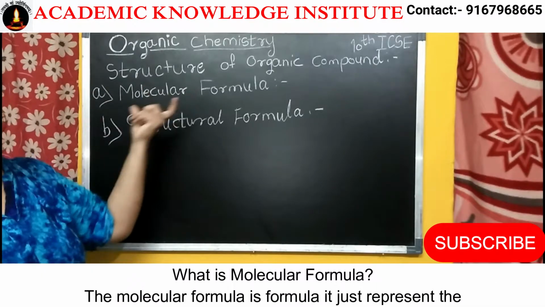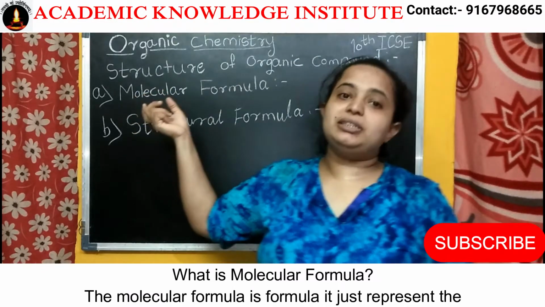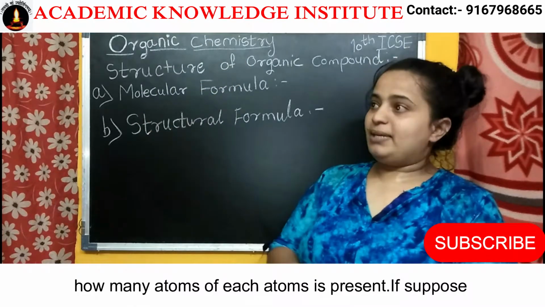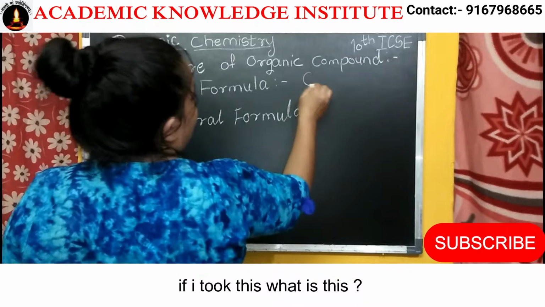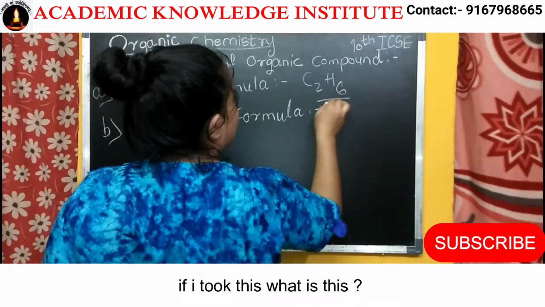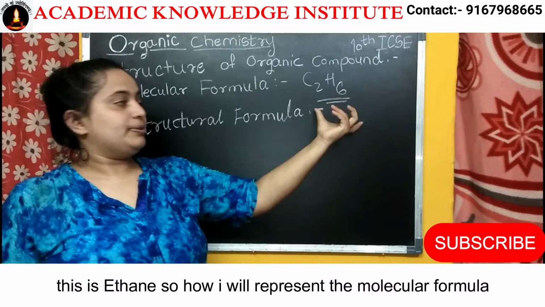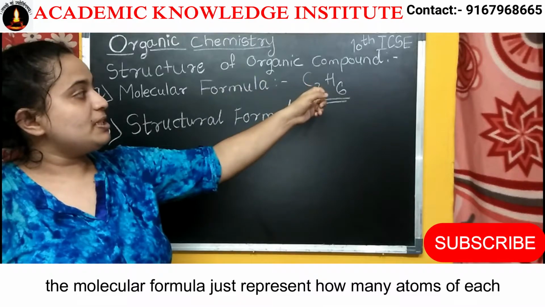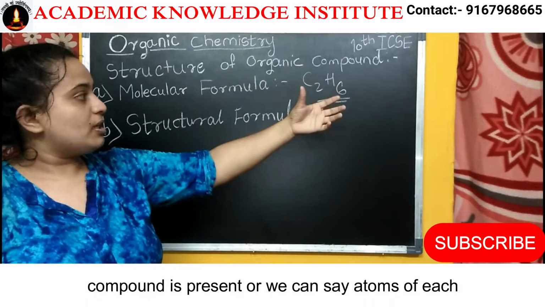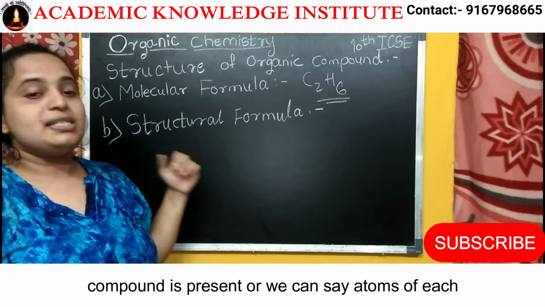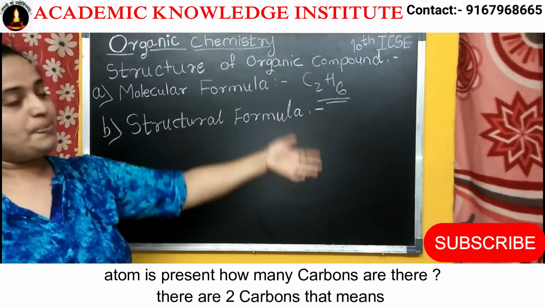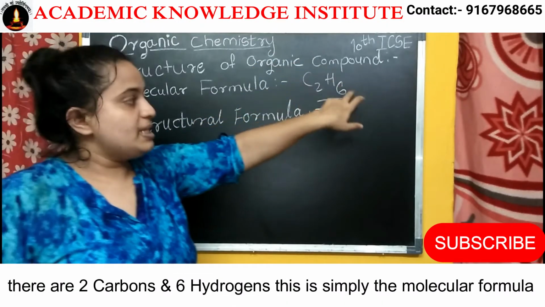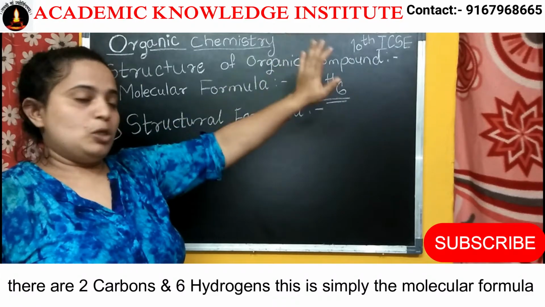What is molecular formula? The molecular formula just represents how many atoms of each atom are present. Like if I take this, what is this? This is ethane. So how will I represent the molecular formula here? We can say how many atoms of each atom are present, like how many carbons are there. There are 2 carbons and 6 hydrogens. So this is simply the molecular formula.